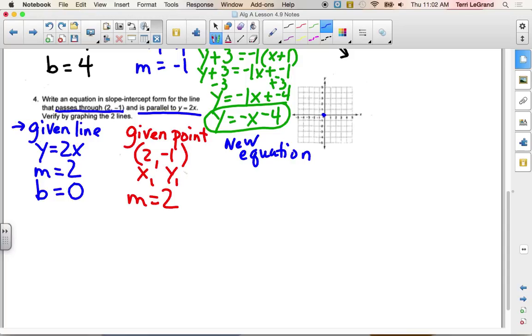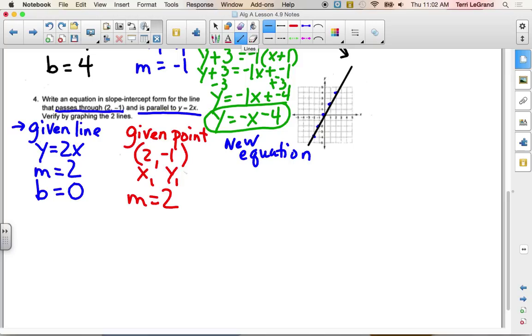We're going to start at 0. And what are we going to do? Go up 2 and go to the right 1. Up 2, over 1 to the right. Or -2, -1: down 2, 1 to the left. Okay, so again, plot some points and draw your line.